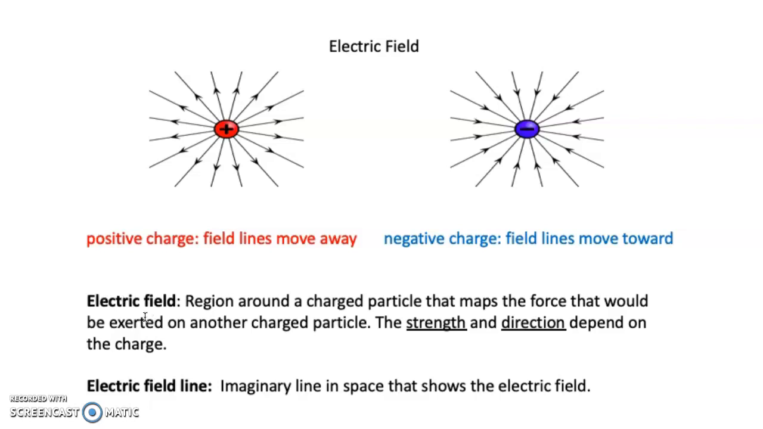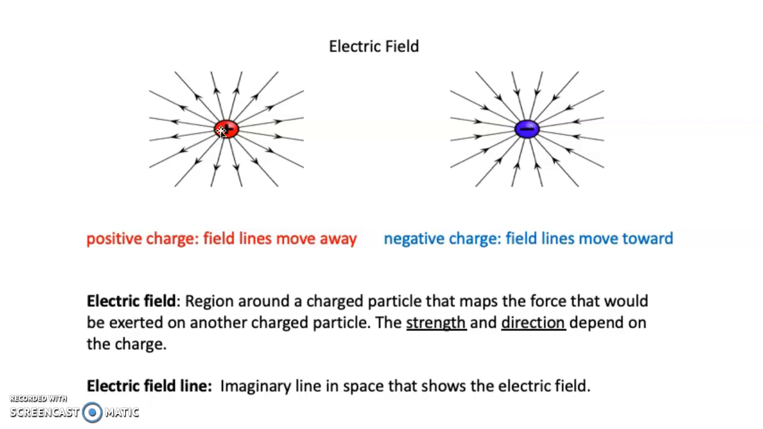So as you can see right here, an electric field is a region around a charged particle that maps the force that would be exerted on another charged particle. We show the field of a charge by using electric field lines. So what is an electric field line? Right here, an electric field line is an imaginary line in space that shows the electric field.